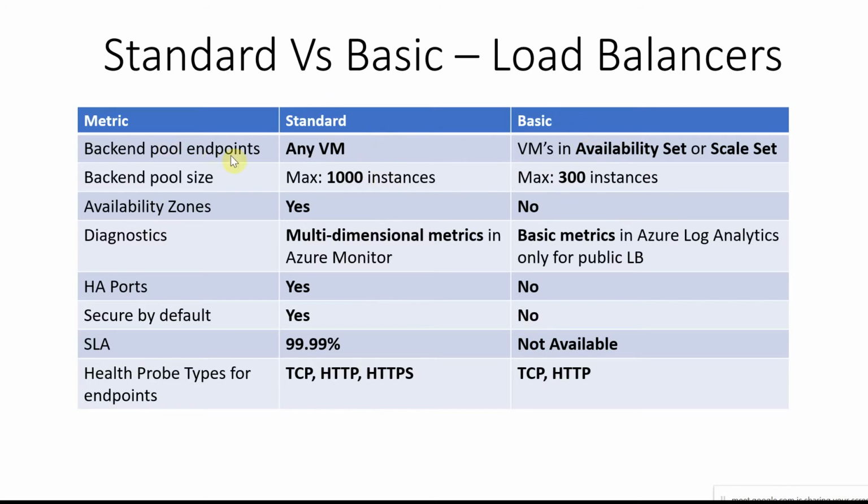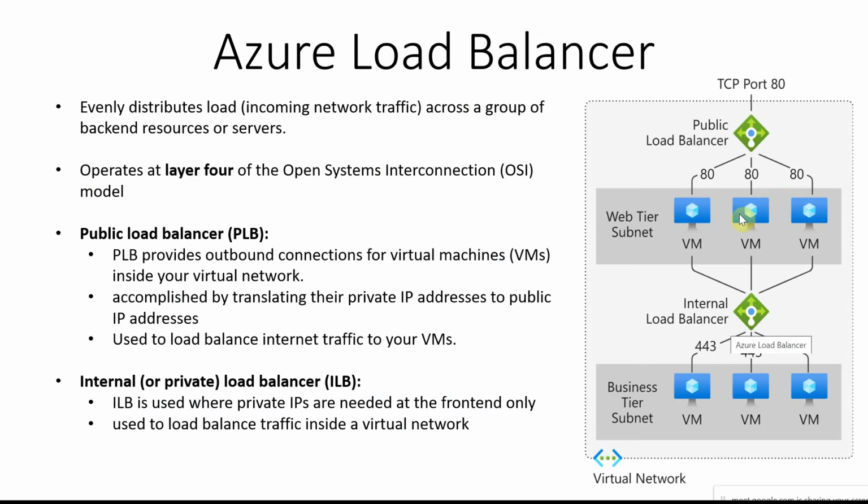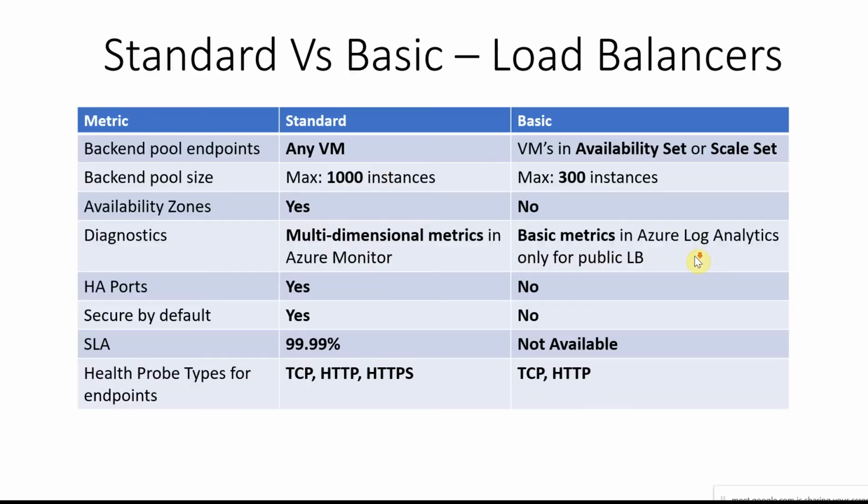If you look at the differences, the backend pool endpoints is where the VMs that you're talking about are associated. For example, how many VMs you are associating, this is a pool, so it's called a backend pool. This backend pool can have one VM or many VMs. One VM doesn't make sense; minimum two makes sense. So that is the backend pool endpoint.